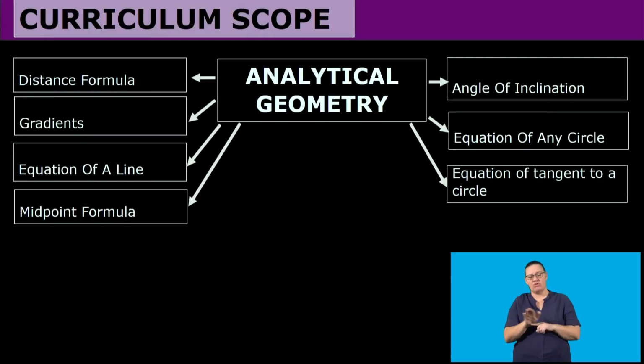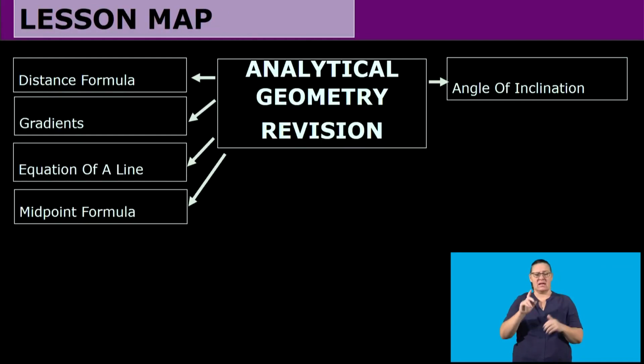Today we are going to be looking at analytical geometry revision. We're going to be revising some of the key concepts that you need to know for the final exams. When we look at analytical geometry, there's quite a few little topics within this big topic. We look at distance formula, gradients, equation of a line, midpoint formula. There's also angle of inclination, equation of any circle, and equation of tangent to a circle.